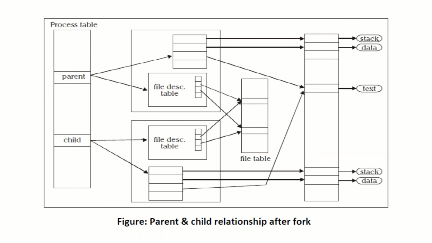In the figure of the parent and child relationship after the fork, the process will be assigned attributes which are either inherited from the parent or set by the kernel. A real user identification number, RUID, is the user ID of the user who created the parent process. A real group identification number, RGID, is the group ID of the user who created the parent process.